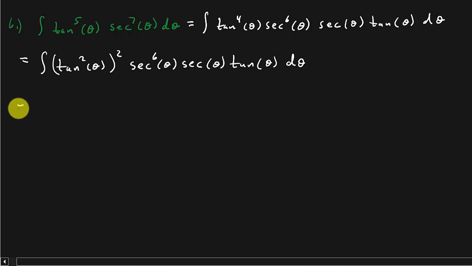And so this is going to give me what? Well, tangent squared is what? That is secant squared minus 1. And then all that squared. I just rewrote tangent squared as secant squared minus 1. And then we got secant to the sixth theta.